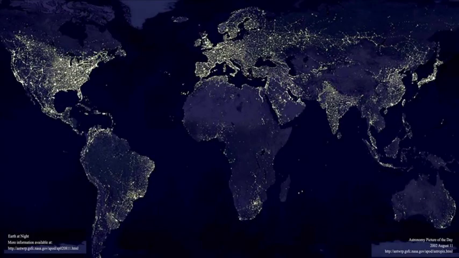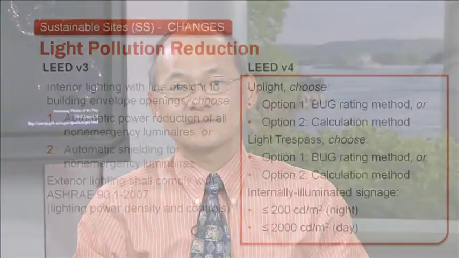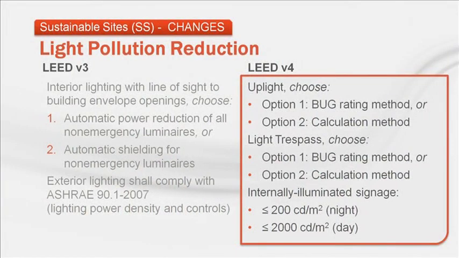Here's an example Earth at night photo taken by NASA. The goal is reducing light pollution to promote night sky access, improve nighttime visibility, and improve wildlife development. The lighting power allowance that used to be part of this credit has been moved to the Energy and Atmosphere section in v4. Now this credit addresses uplight, light trespass, and internally illuminated exterior signage.